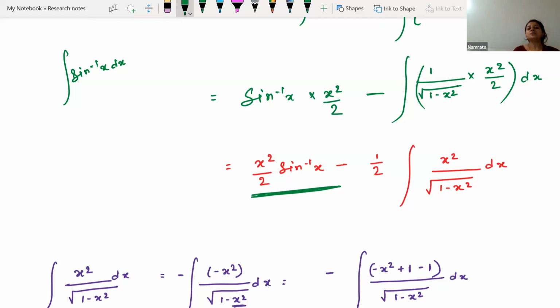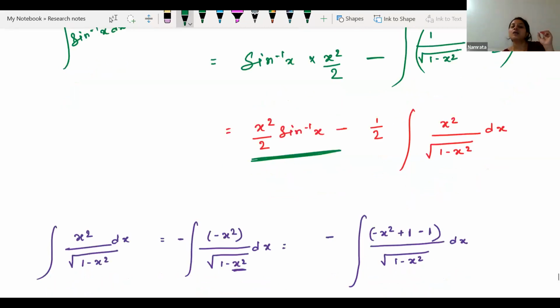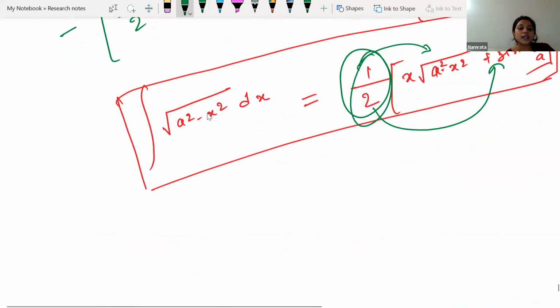When we did this separately, whatever is the denominator inside the root, we tried making the numerator just like that. Once we made the numerator like that, we got two integrations, and both have formulas. The first one is having the formula: if we have integration of under root a square minus x square, the formula is this one, 1 by 2 in bracket x under root a square minus x square plus a square sine inverse x by a.